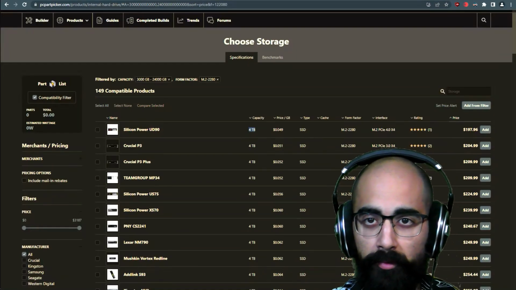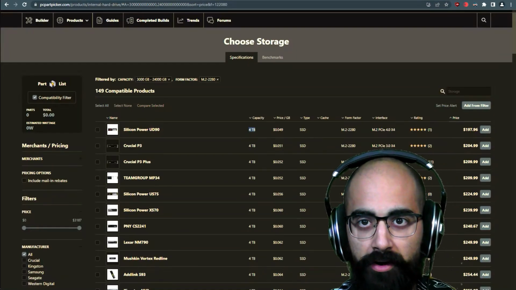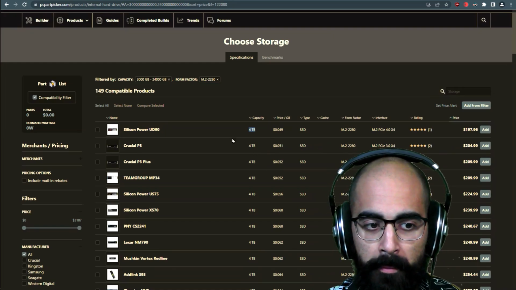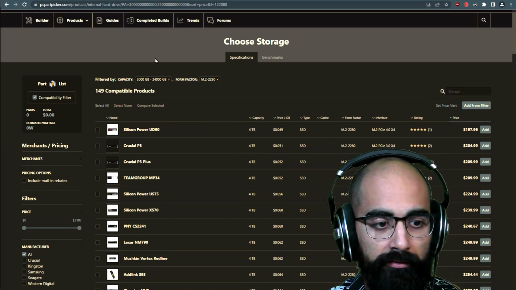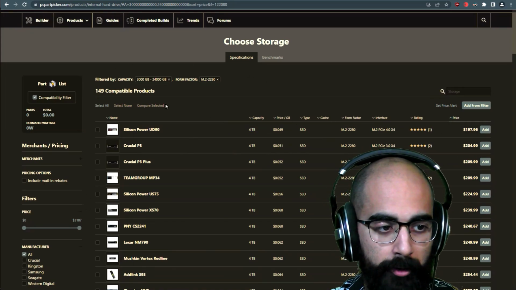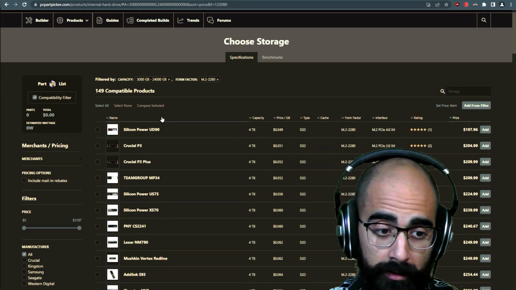Are you looking for the most durable 4 terabyte M2 drive that you can get and have good value for a nice price? Get something good. So here I have listed some options sorted by price. This is pcpartpicker.com. It's very good.